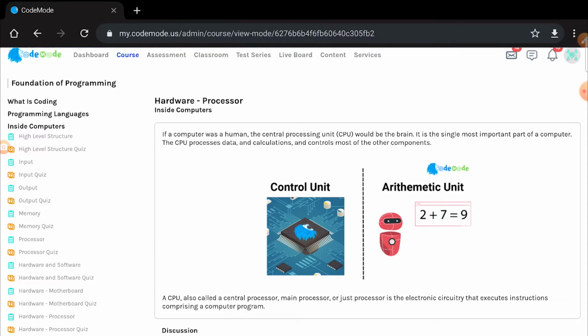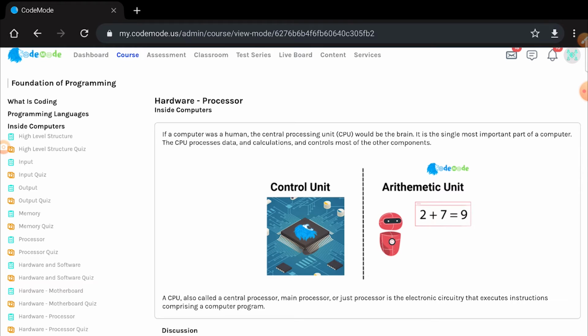Currently you are learning about inside computers, and in today's class we will learn about the processor, which is another hardware. In the previous class we learned about the motherboard, in which we learned that the motherboard is the heart of a computer system that connects different pieces together.